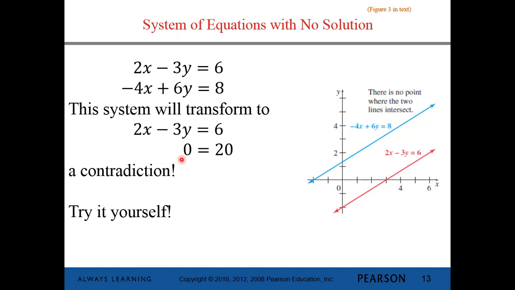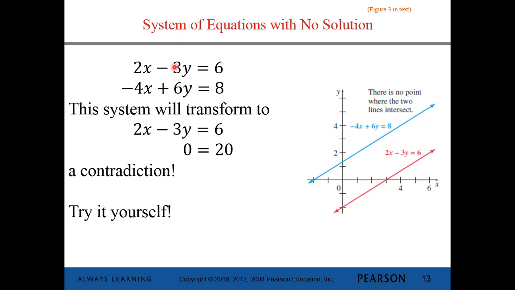So what does that mean? Well, this is the y variable, right? It doesn't matter what y is. There's no value of y that you're going to get to work in the system of equations, because 0 never equals 20. And so this is a contradiction, and since this is a contradiction, it's an inconsistent system of equations. This is the case where you have parallel lines. So anytime you get something like this, that's an indication that you have parallel lines.